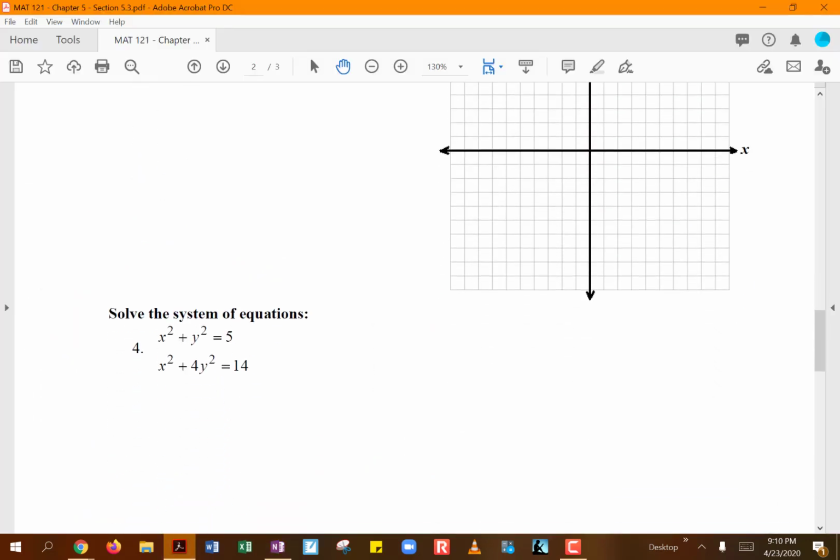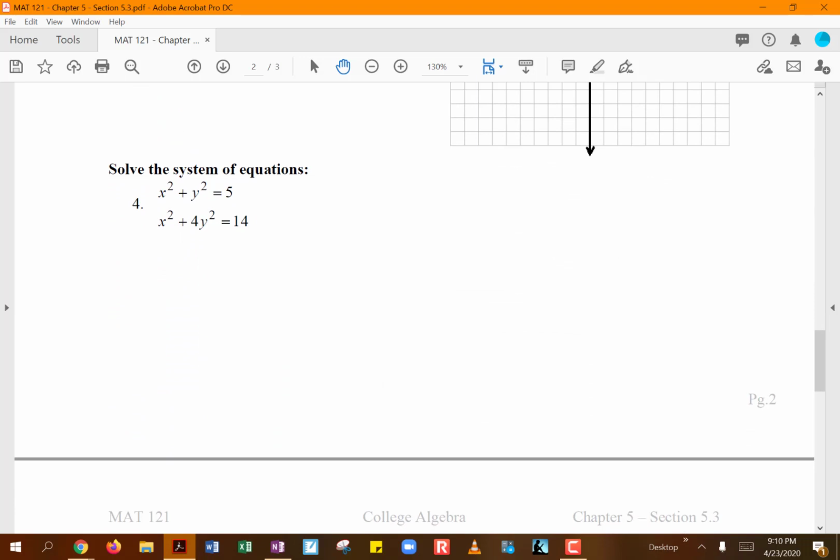Alrighty, folks. Now, let's talk about how we can do the elimination method to help us solve these examples over here. So we are given, again, 2 nonlinear equations: x squared plus y squared equals 5, and x squared plus 4y squared equals 14. You should recognize that first equation, because it is the equation of a circle, and the second equation, we haven't talked about it, but we will in chapter 7, is actually the equation of an ellipse.